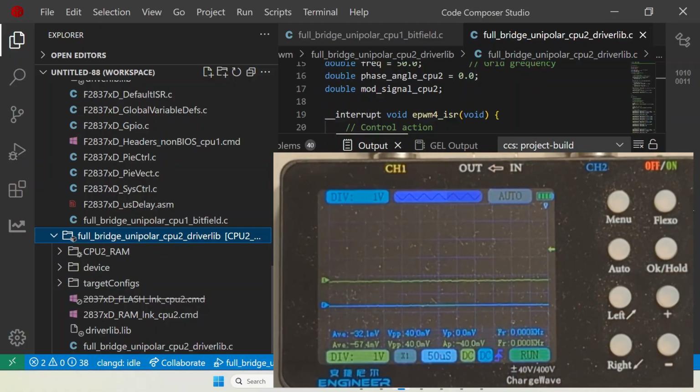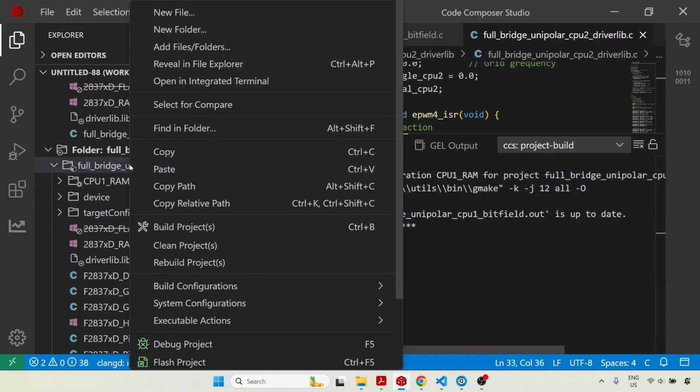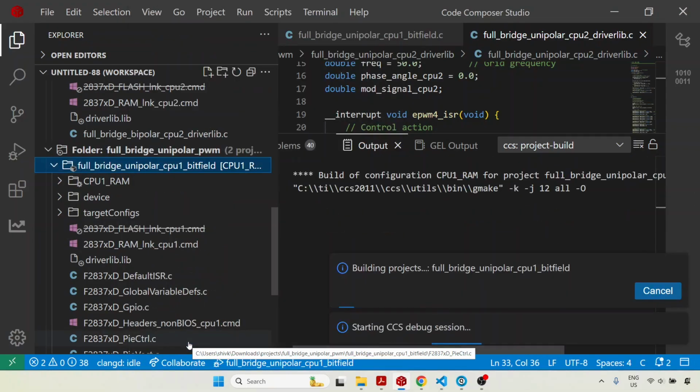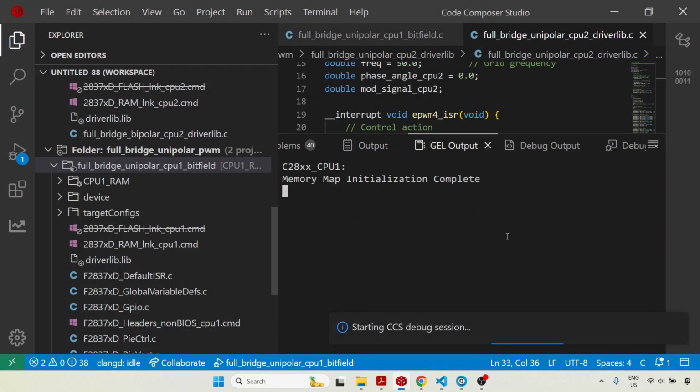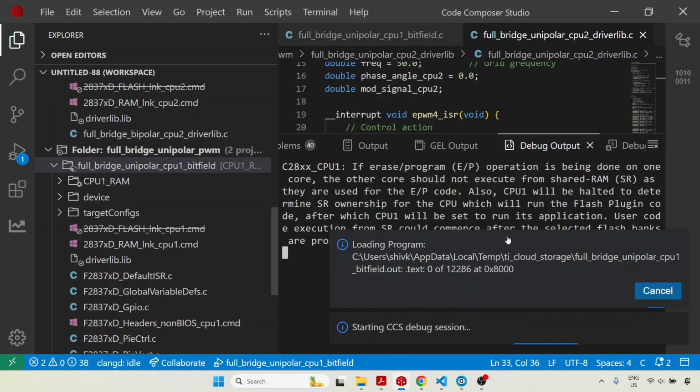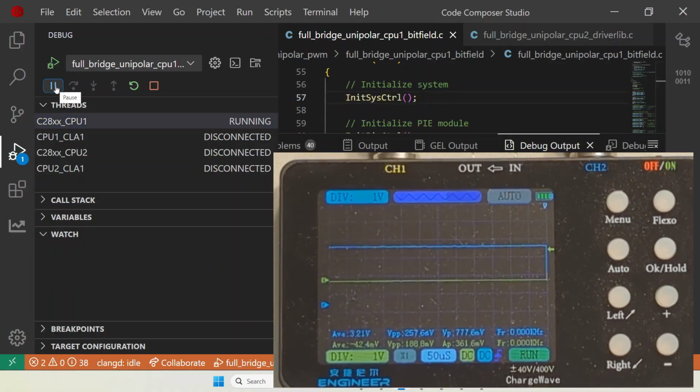For now, channel 1 of the oscilloscope is connected to S1 of CPU 1 and channel 2 is connected to S2 of CPU 2. With this, I'm now going to go into the debug mode with CPU 1. And the program is ready to be executed. So I'm going to select the CPU and click on continue.